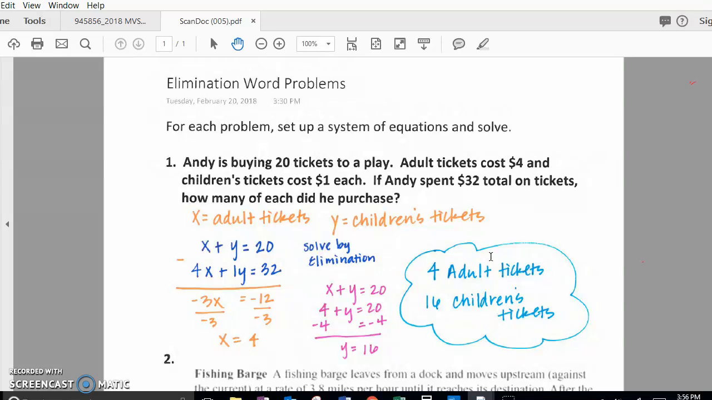The first word problem says Andy's buying 20 tickets to a school play. Adult tickets cost $4 and children's tickets cost $1 each. If Andy spent $32 total on tickets, how many of each did he purchase?